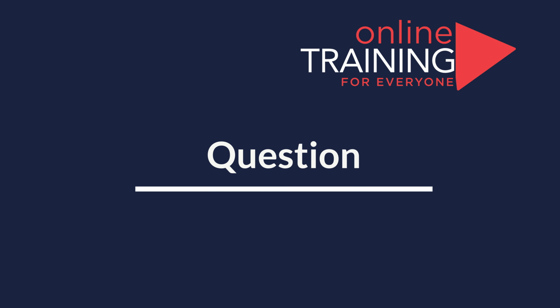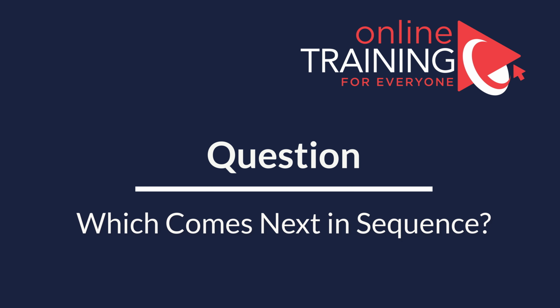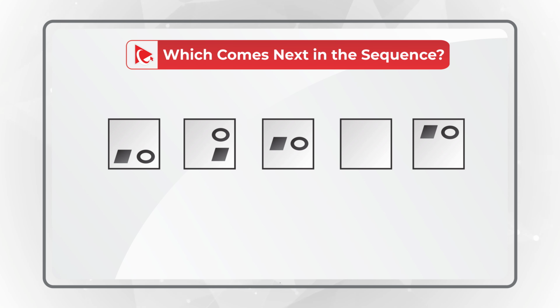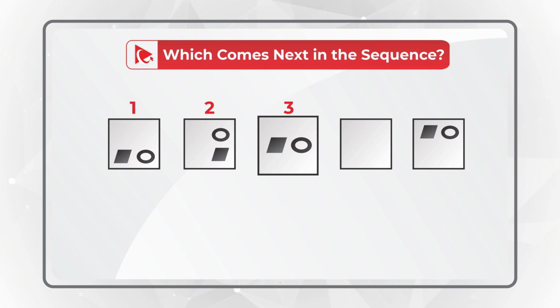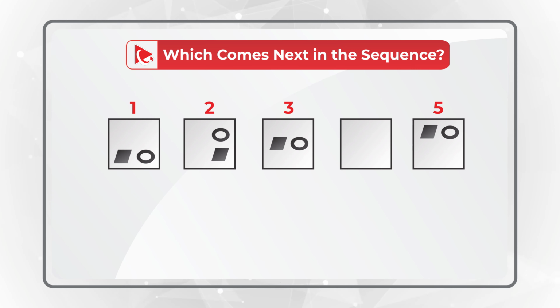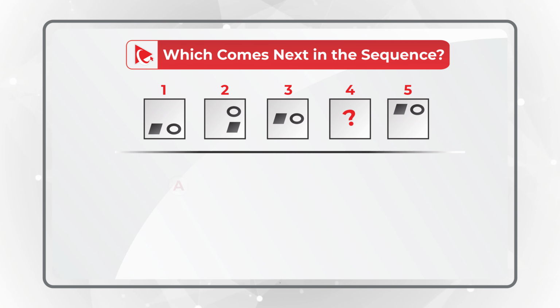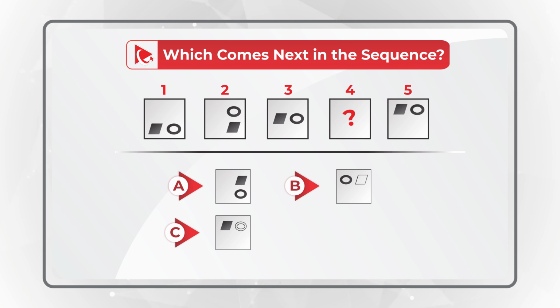I love this question because it really makes you think in order to get to the correct solution. You need to determine which shape comes next in the sequence, and you're presented with the series of 5 shapes. Squares 1, 2, 3, and 5 have other smaller shapes inside, and you need to determine shape 4. You have 4 different choices to choose from. Choices A, B, C, and D.